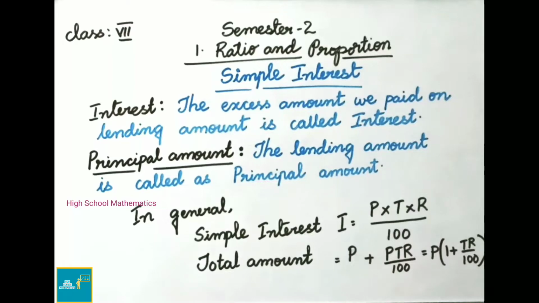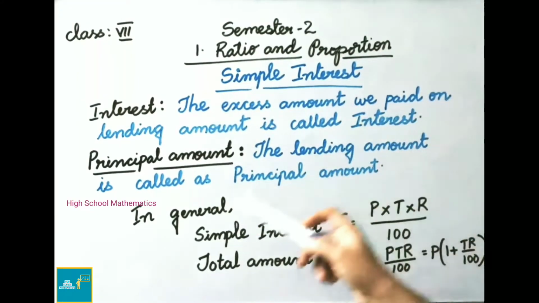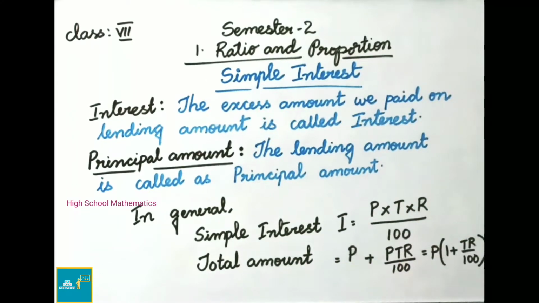Now first let us see what the principal amount is. The lending amount is called the principal amount. That means the money we have taken from others, that is called the lending amount. It is called the principal amount.